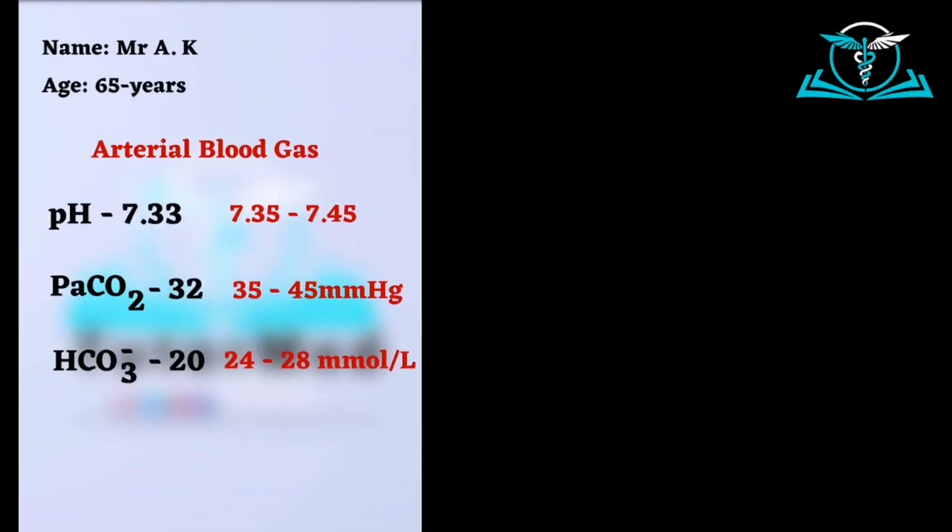Let's take a look at another example. Same patient, Mr. AK, 65 years old. We've confirmed the identity. We check the pH. The pH is 7.33. Whatever be the case, it is still less than 7.35, although it is relatively closer to normal. But because it's less than 7.35, we say that there is mild acidemia. So there is acidosis.